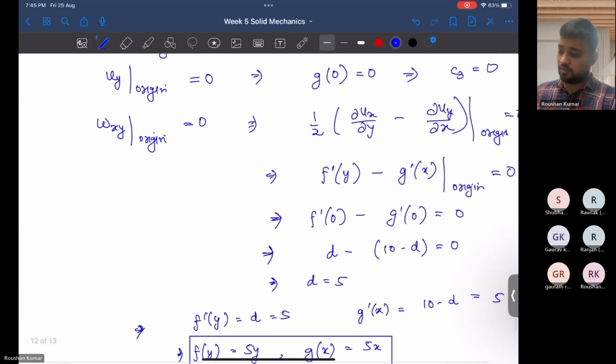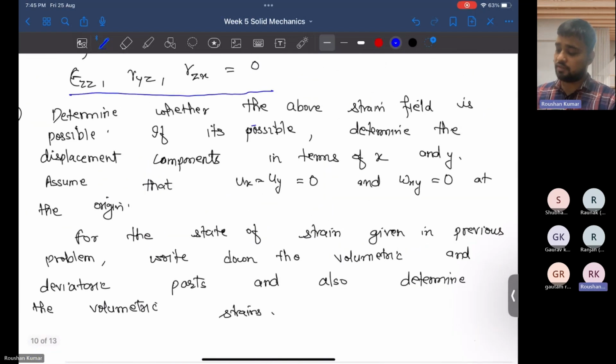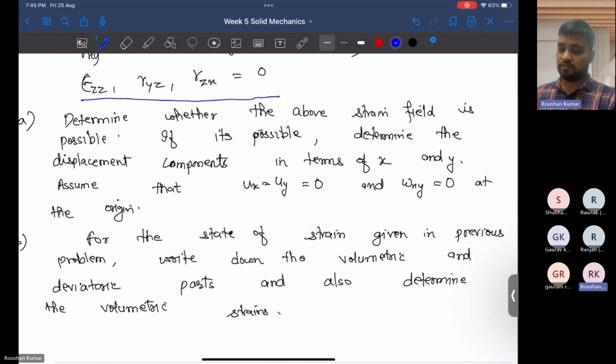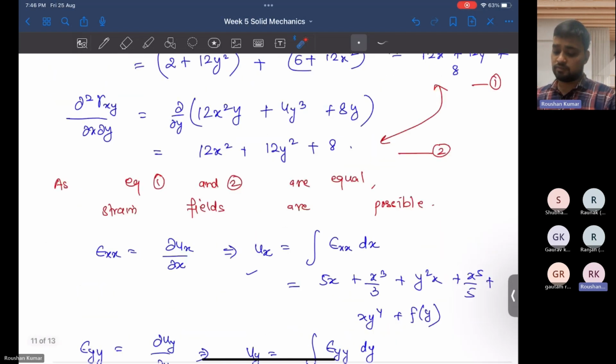Okay, so this is all about the first part of the question: determine whether the strain field is possible. Yes, it is possible, and if it's possible, determine the displacement components in terms of x and y. We already found the displacement components ux and uy. The next part of this question is, for the state of strain given in the previous problem, write down the volumetric and deviatoric parts and also determine the volumetric strain.